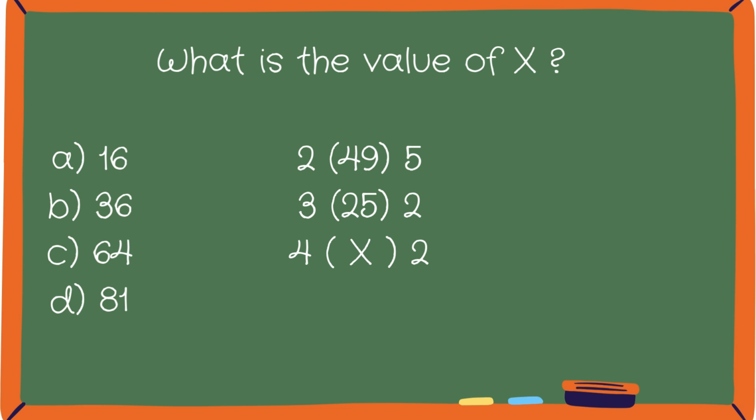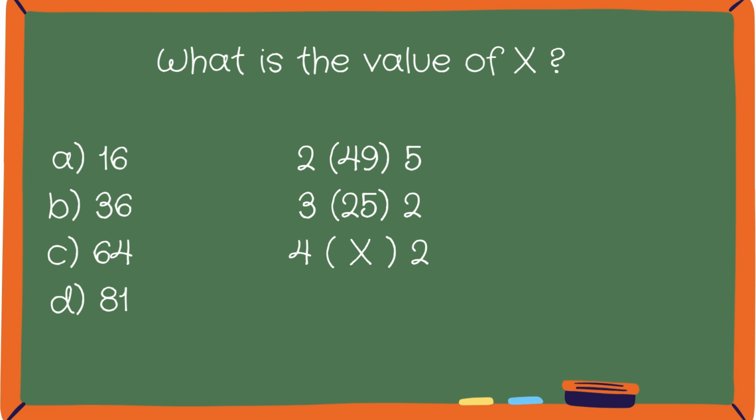What is the value of x? We have 2, 49, 5, 3, 25, 2, 4x, and 2. The possible answers are 16, 36, 64, and 81. Generally, in this type of problem, the two outer numbers have some relationship with the middle number.